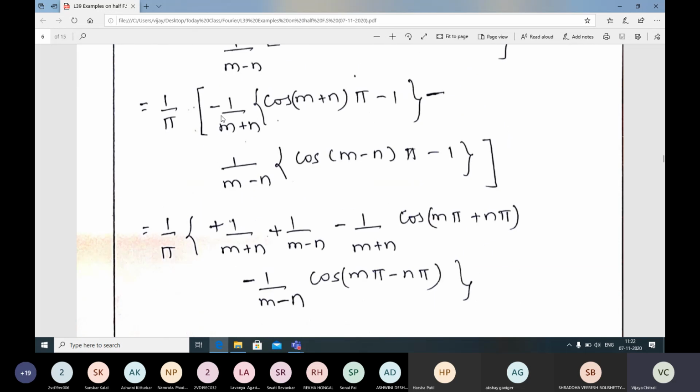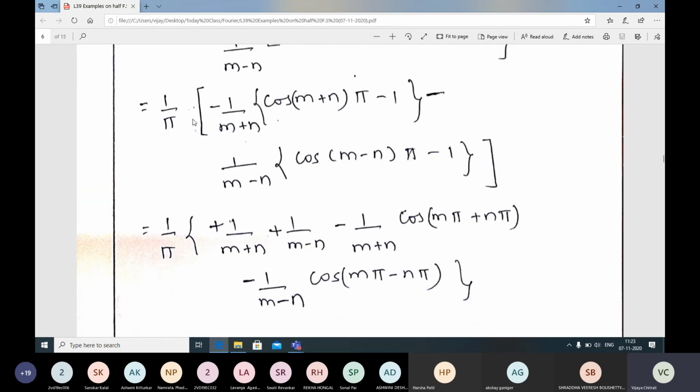Now multiply this minus 1 upon m plus n to this whole bracket. So minus 1 upon m plus n, and here also minus into minus is plus 1 upon m minus n, and left with what here? Minus 1 upon m plus n cos m pi plus n pi, multiply this pi. Next, minus 1 upon m minus n cos m pi minus n pi, and this 1 by pi is as it is.